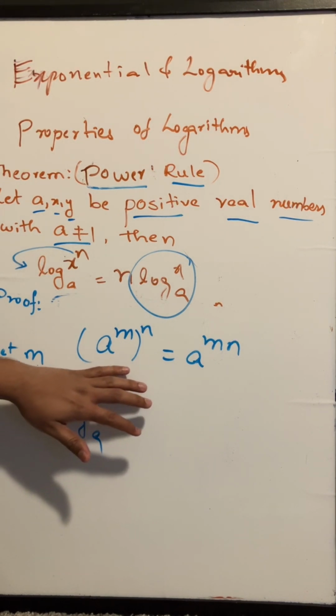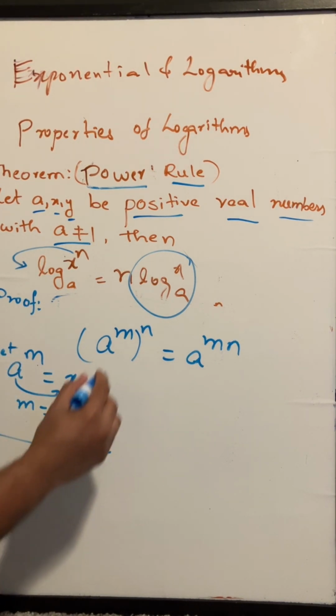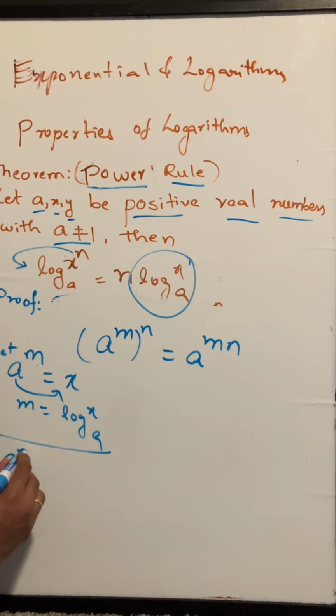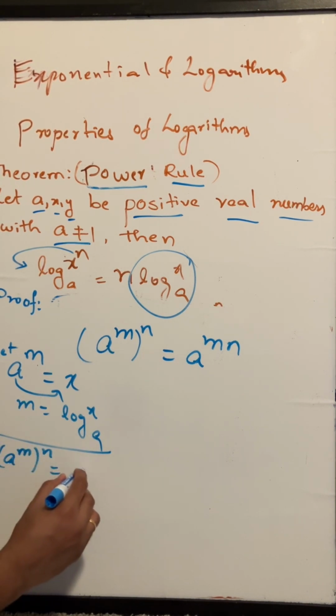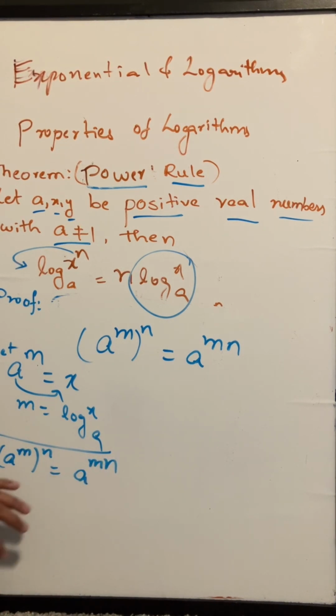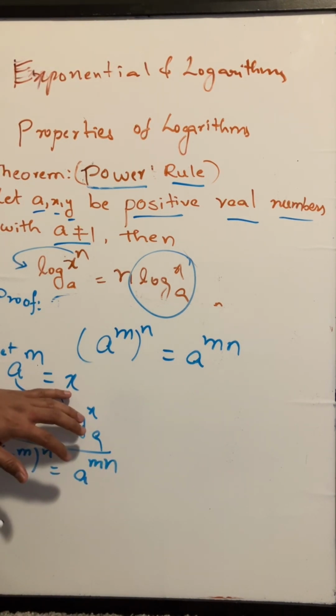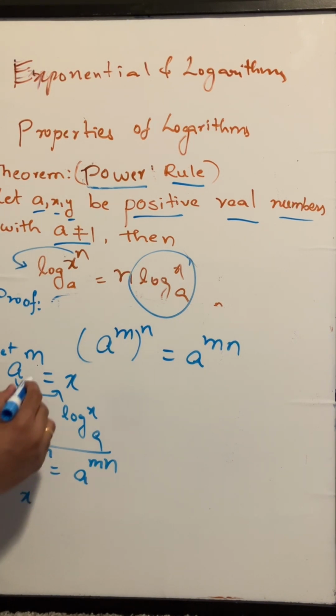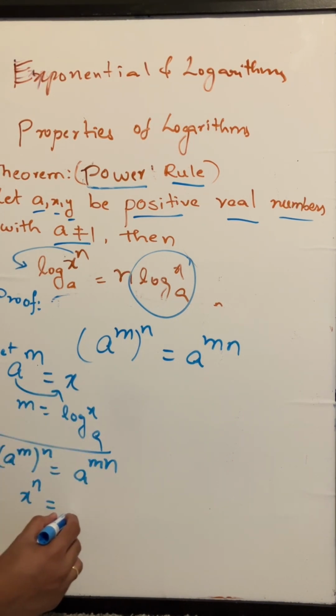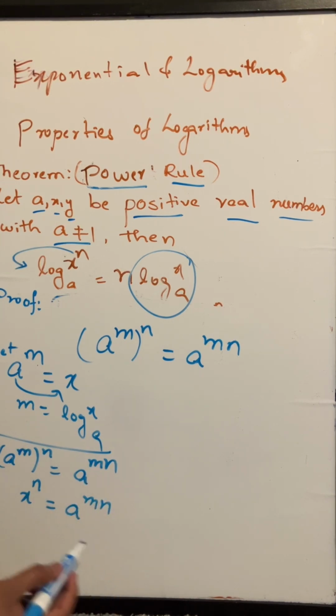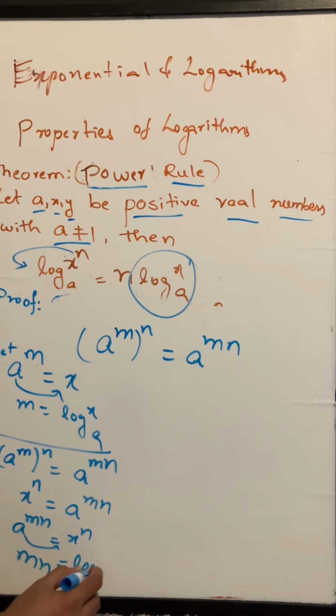Since we already know this one, we'll write the line again. a to the power of m, to the power of n, equals a to the power of mn. We already let a to the power of m equal x. So x to the power of n equals a to the power of mn, right? So we can also write a to the power of mn equals x to the power of n. So what is mn? Again we take logarithms on this one. mn equals log x to the power of n base a. Okay?